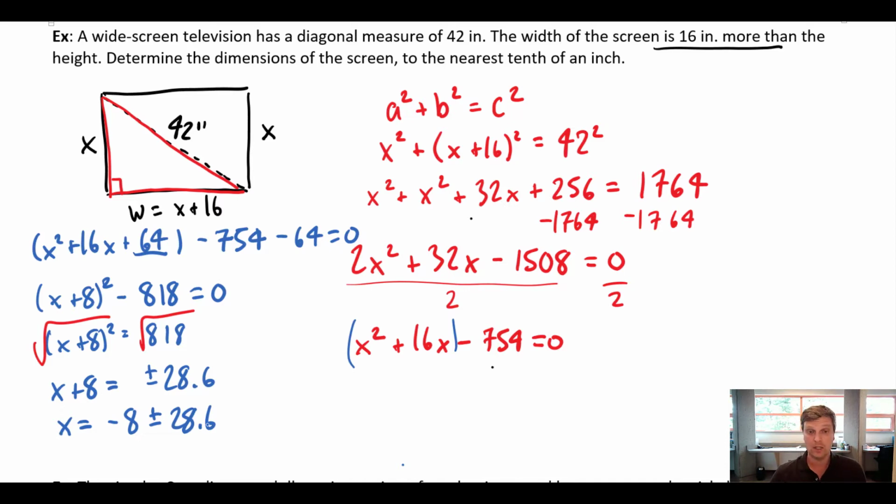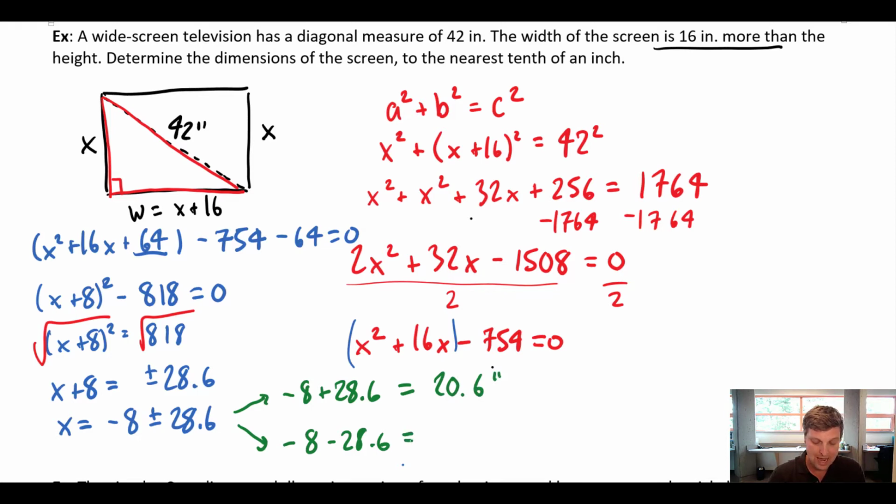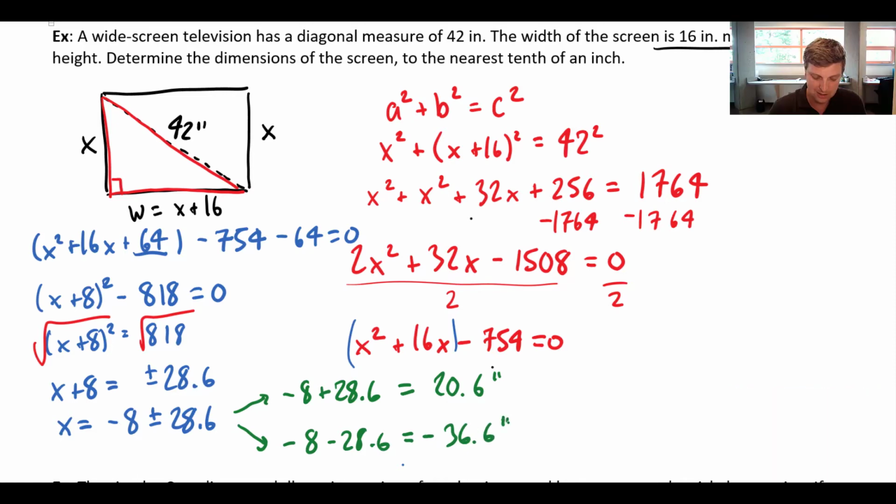So what does this all mean? Well, there are two possible answers here. There are two results. It's either x is equal to negative 8 plus 28.6, or it's equal to negative 8 minus 28.6. And so what are those two things equal? Well, negative 8 plus 28.6 is going to be 20.6 inches. And negative 8 minus 28.6 is going to be negative 36.6 inches.